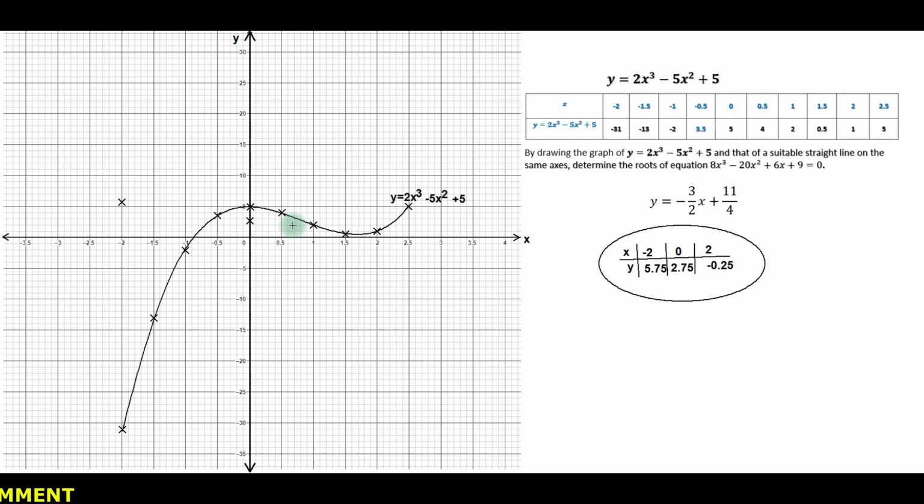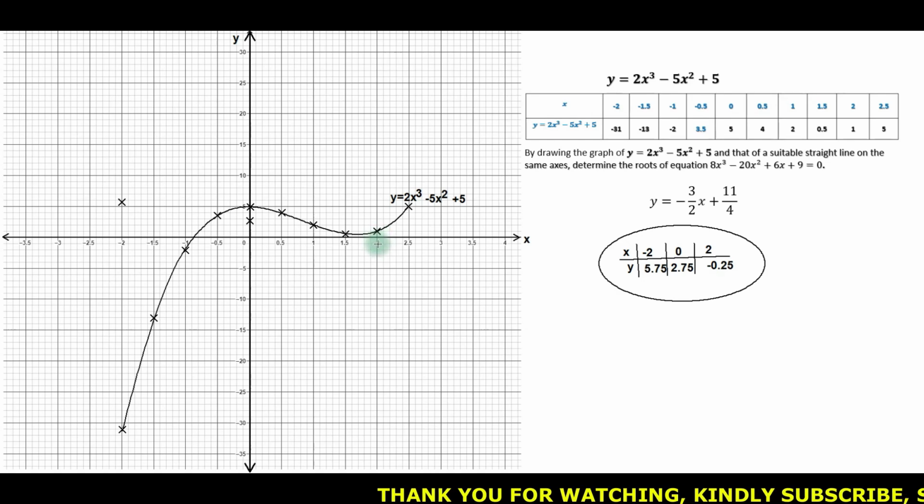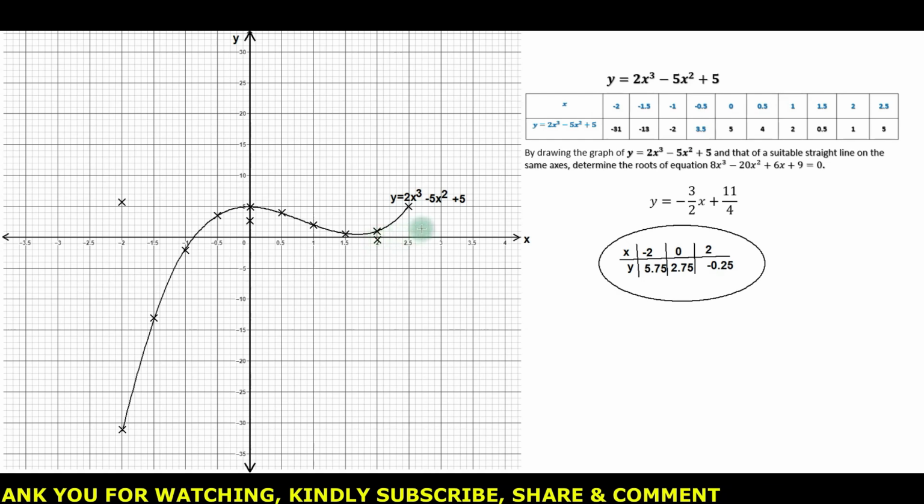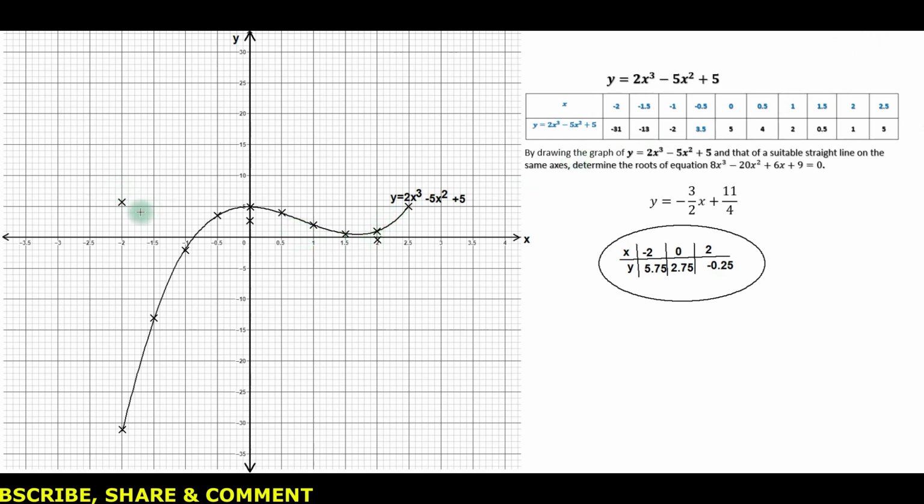Then the other case, when x is 2, y is negative 0.25, in the negative direction at this particular point here. Since one small box is 1, we need 1/4 of it. So we give an approximate value, and that will be the point. Now we can join those points that we have drawn using a straight line.